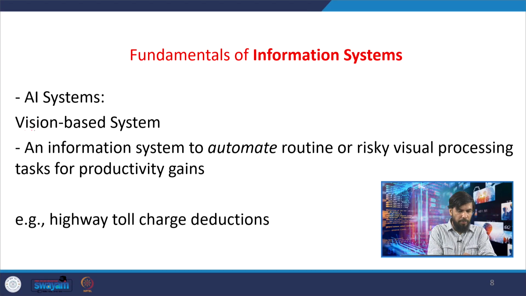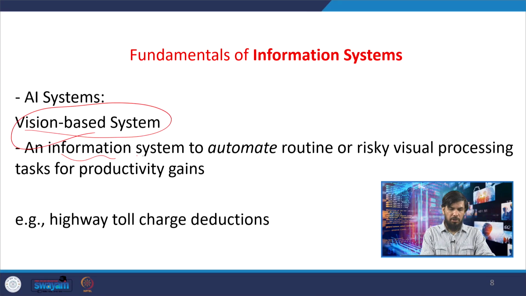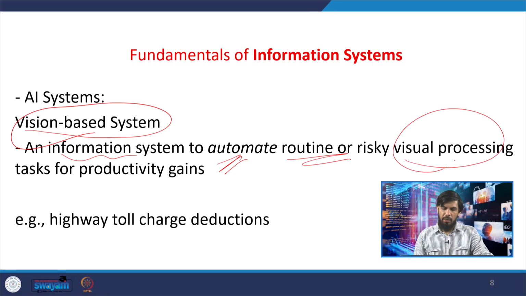Moving on, the vision based system. This is also an information system that is used to automate routine or risky visual processing tasks. The focus is on visual aspects here. If there are visual processing tasks which are routine or risky, then in those cases also, for productivity gains, the same logic holds for risky tasks that we talked about for the robotic agent, and then there would be routine tasks where some sort of visual processing is happening. So we can use a vision based system for productivity gains.